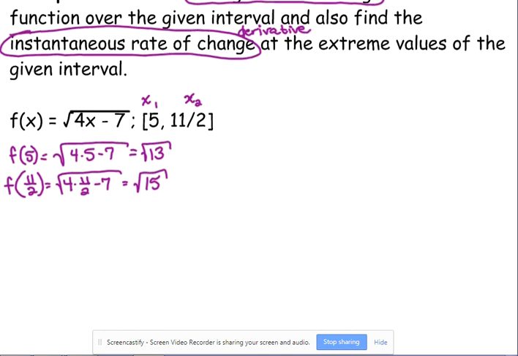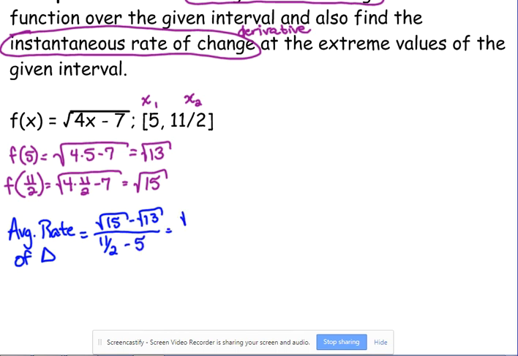So average rate of change, and delta represents change, so I'm going to abbreviate here. Average rate of change equals y2 minus y1 over x2 minus x1. Now, we can't do anything with those square roots. We can't combine them, so let's just leave them as is. 11 halves minus 5. Let's think about what 11 halves is. 5.5. 5.5 minus 5 is 0.5, so that's 1 half.